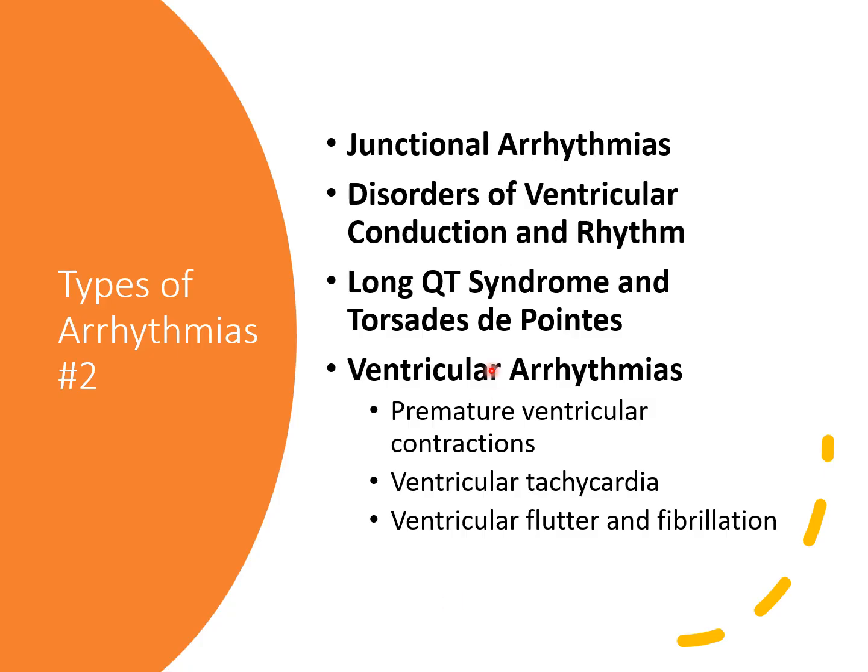Another type of arrhythmia are those that we term junctional arrhythmias, or disorders of ventricular conduction and rhythm. So these are things like long QT syndrome and torsades, and also ventricular arrhythmias. So these are premature ventricular contractions, ventricular tachycardia, and ventricular flutter or fibrillation. So these are all the conduction defects that are happening below the atria. So we talked about the atrial defects, and now we're going to talk about things below the atria, things from the AV node junction or from the ventricle itself.